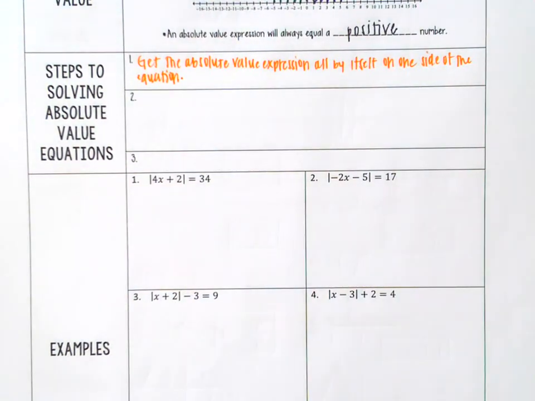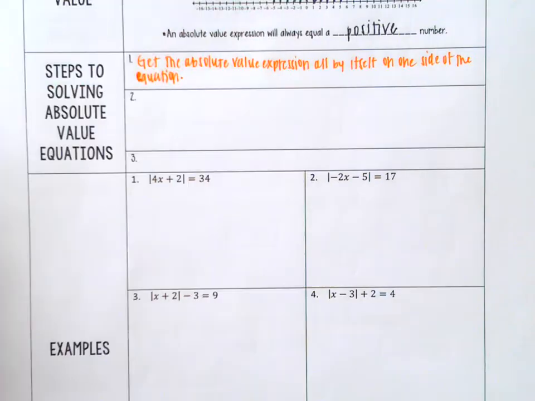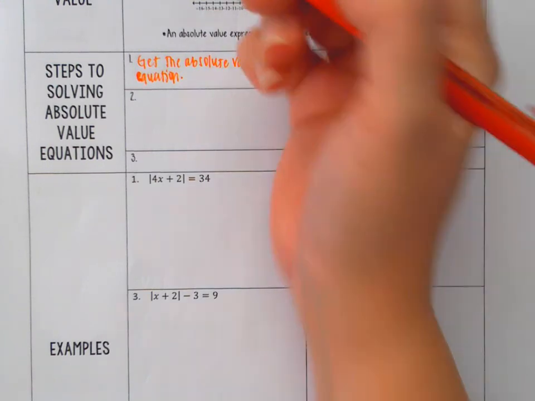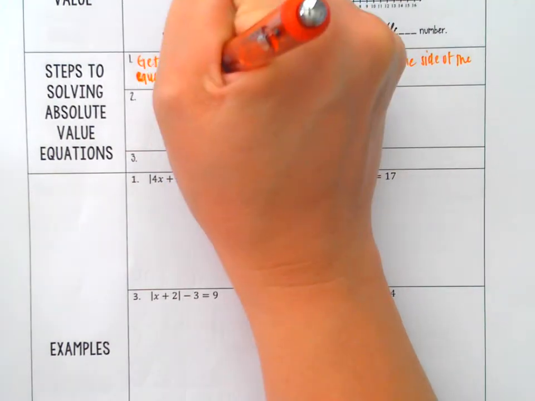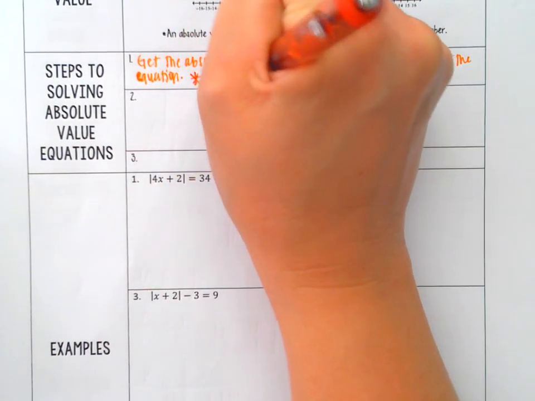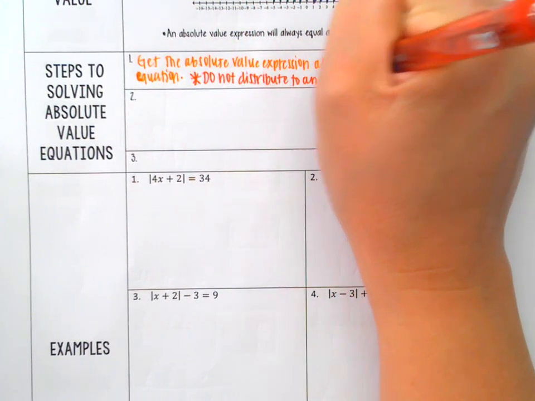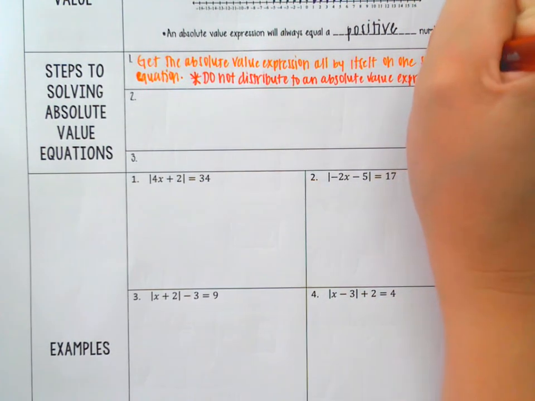Now, before I do anything with my example 3, let's fix that E. With absolute values, the only thing that's really different is they're not like parentheses. We can't distribute to them. So we never distribute to an absolute value expression. We always undo whatever's being multiplied by dividing it. So let's make note of that. Do not distribute to an absolute value expression.